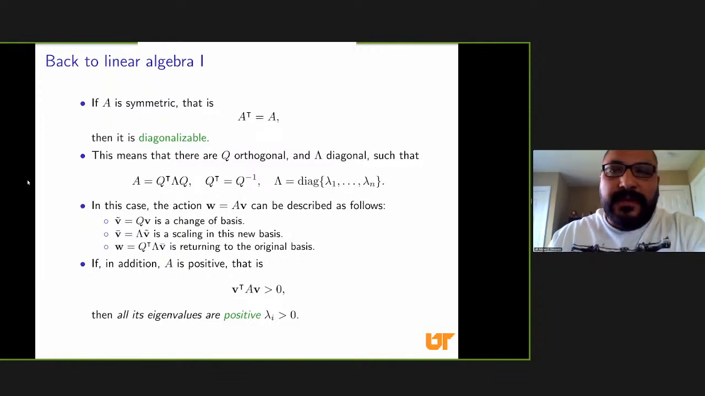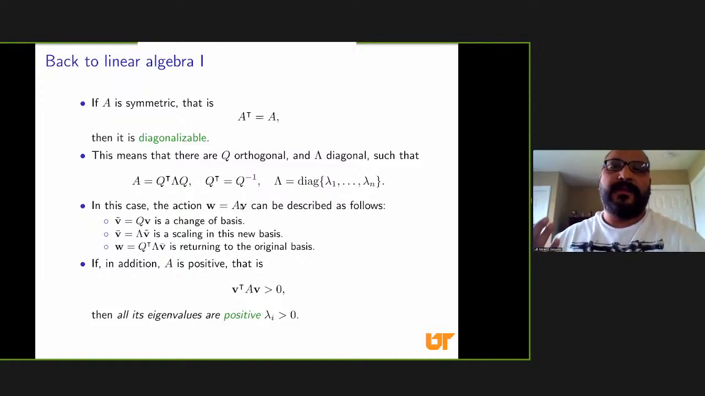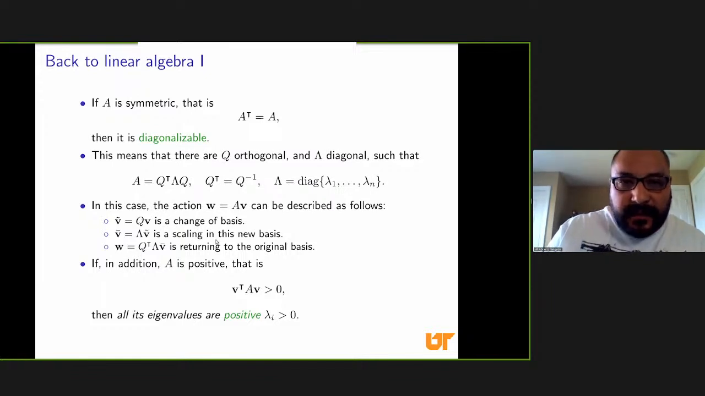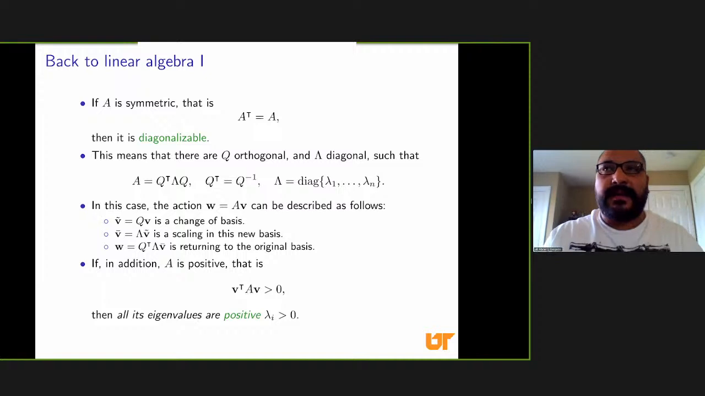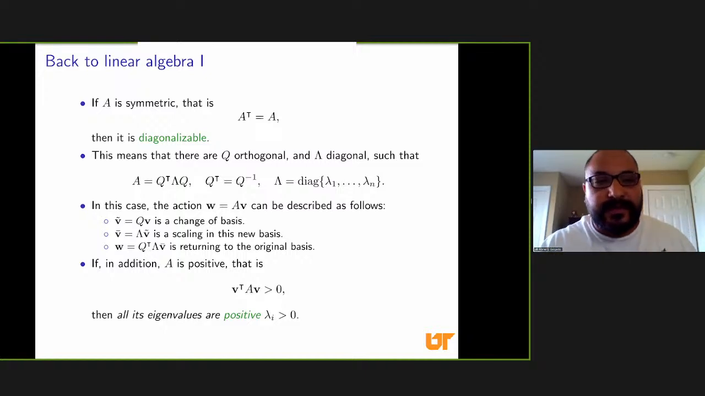The usefulness of this is that in this case, the action of my matrix on any vector can be described by 3 simple operations. The multiplication by Q is nothing but an orthogonal change of basis. So first we multiply by Q, we change basis, then we multiply by lambda, which is a diagonal matrix, just a scaling in each coordinate direction in this new basis. And then multiplying by Q transpose, which is the inverse, is just coming back to the original basis.